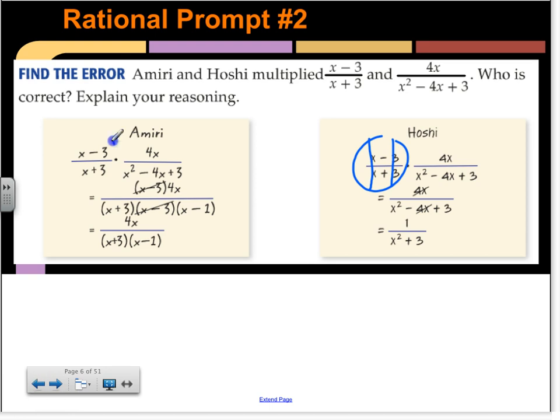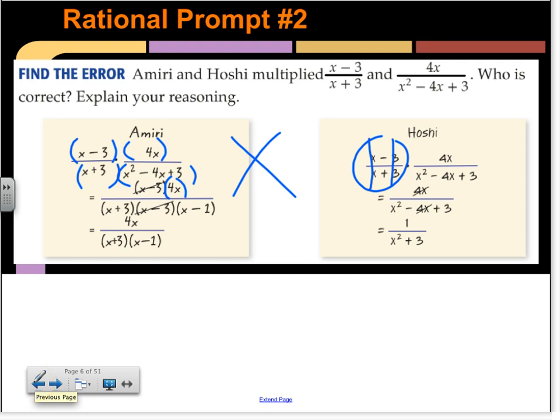She actually multiplied across using the concept of fractions, right? And that's how she got x minus 3 times 4x on top. On the bottom, x plus 3 times, of course she's trying to factor this, and that's how she got x minus 3 times x minus 1. Once everything is factored out, and notice that everything's linked by multiplication, now she can start canceling like factors. And this is the correct way to do it.